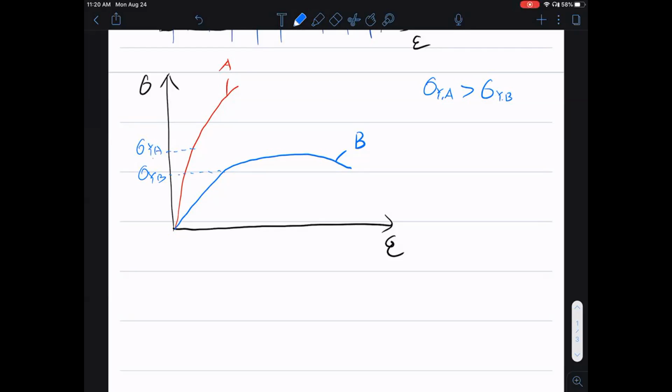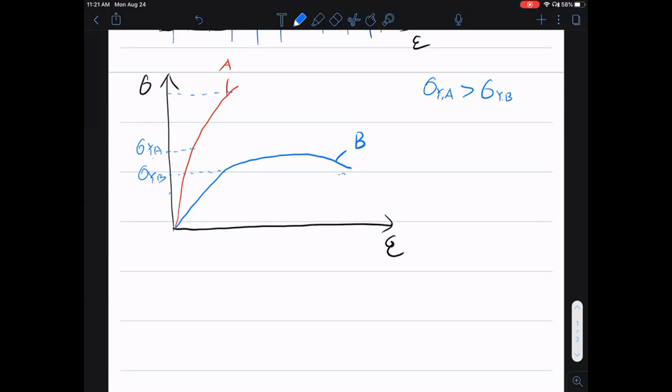And how about the fracture strength? Which one is larger, A or B? So the strength at fracture. A, right? A is up right there. But for B, it's pretty low. How about ultimate tensile strength? A is definitely stronger.